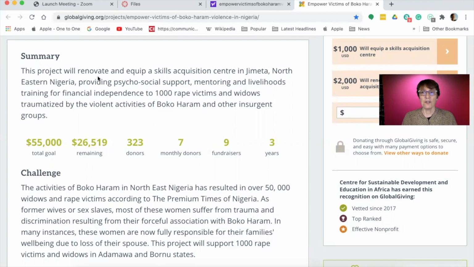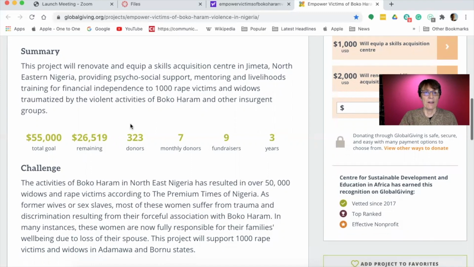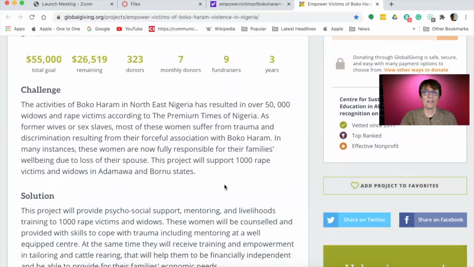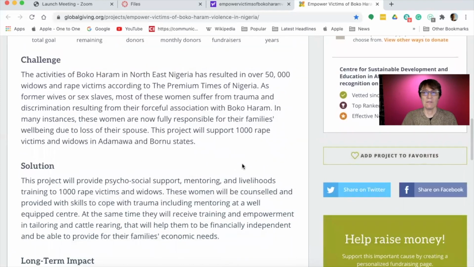And then they continue to provide support and mentoring. And this is how they can turn around the lives of these people who were victims and are survivors of this horrible type of violence. Okay. So as you can see here, 50,000 women, and probably more have been affected since this was first written.